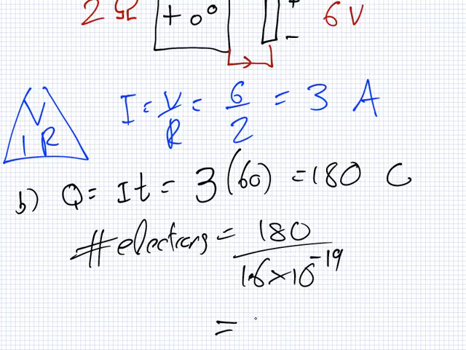What do we have? 1.125 times 10 to the power of minus 17? Are you sure? 180 over 1.6. Did you put in power minus 19? Yes. Let me see. Yeah, it's 1.125 multiplied by 10 to the 21. You need brackets. Okay, 1.125 multiplied by 10 to the 21. We don't worry about the minus. Really, I should put minuses on the top and the bottom, but we're not worried.